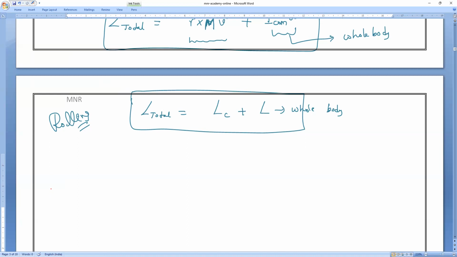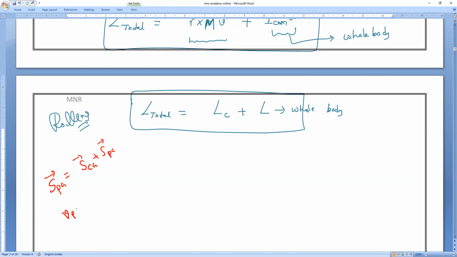Can you tell me what we have found? Distance and velocity, two expressions. Anyone can tell? Day before yesterday's class. Yes, Mr. Rudreshwar. Three expressions we have done. Distance of a particle with respect to ground is equal to distance of the center of mass with respect to ground plus distance of a particle with respect to center of mass.